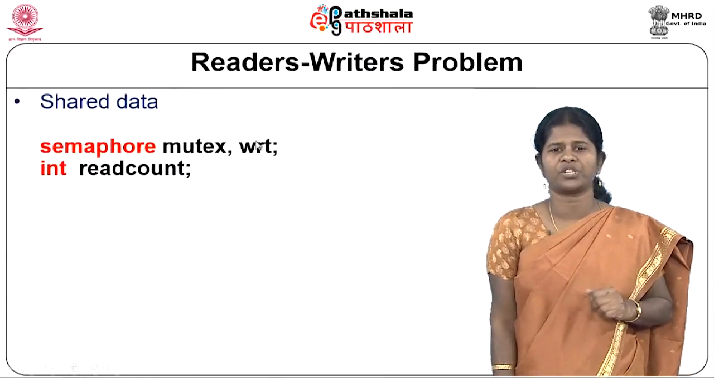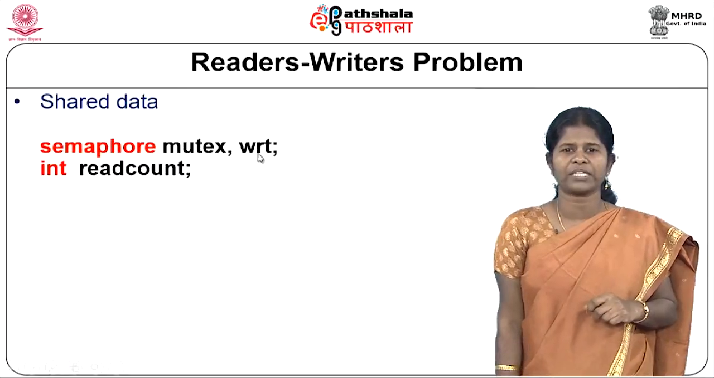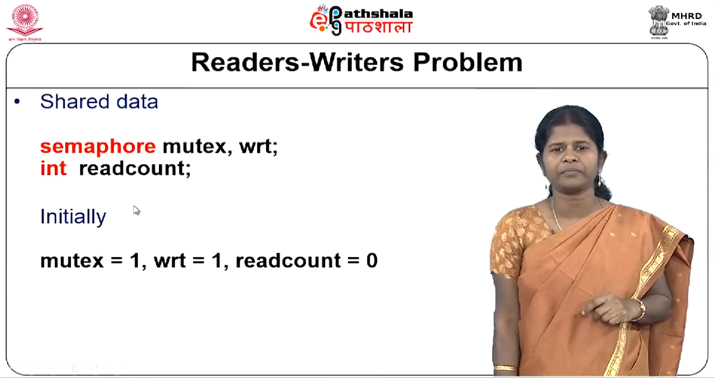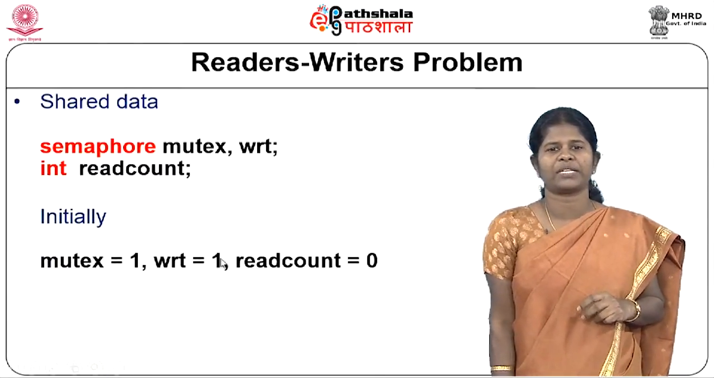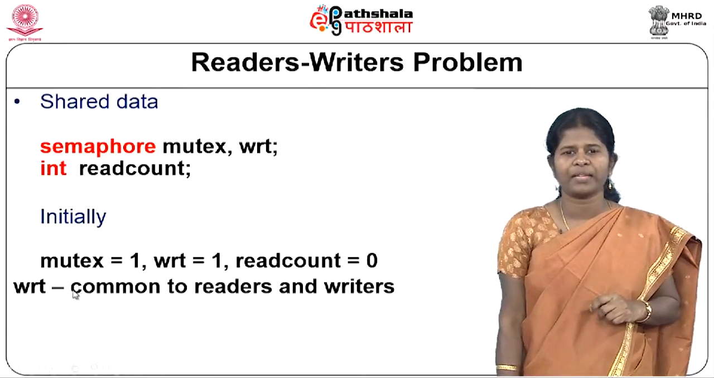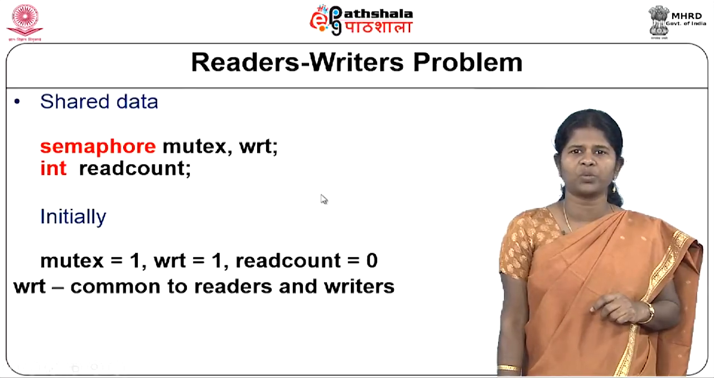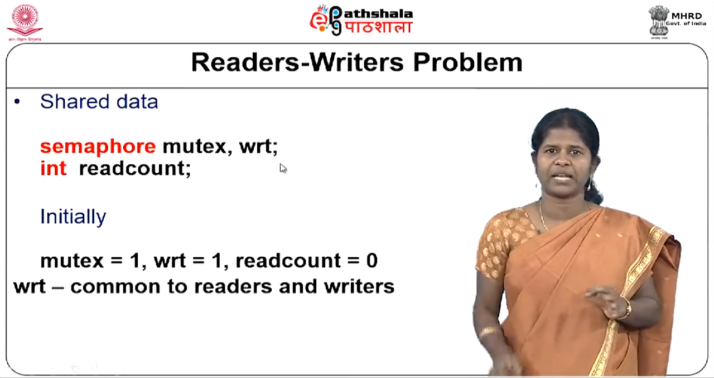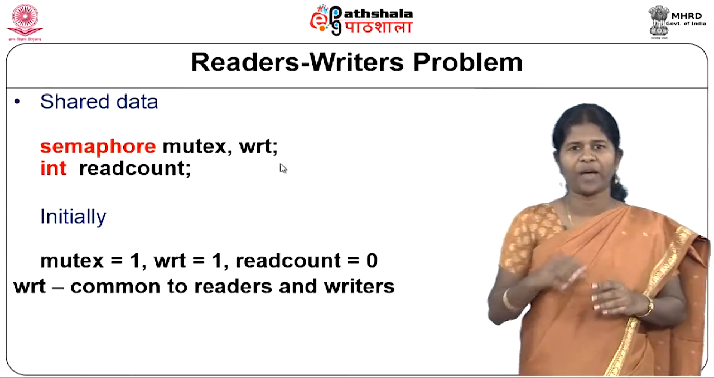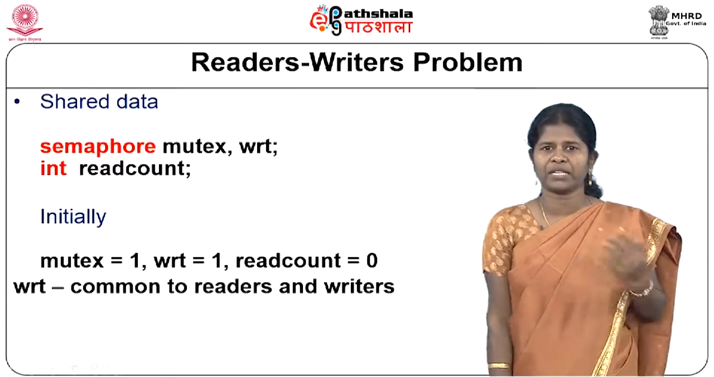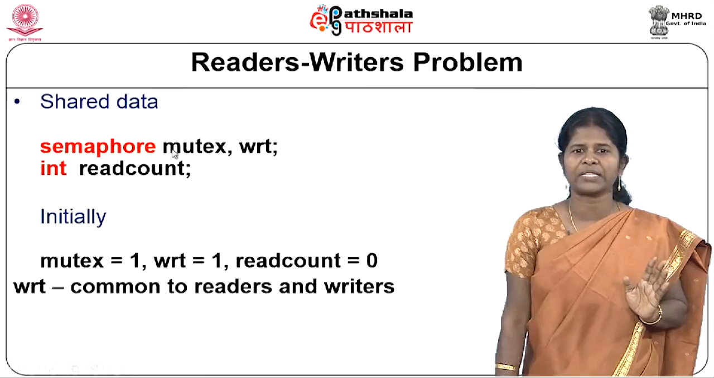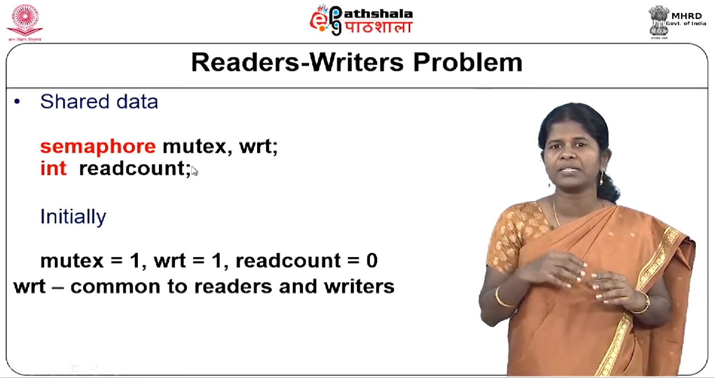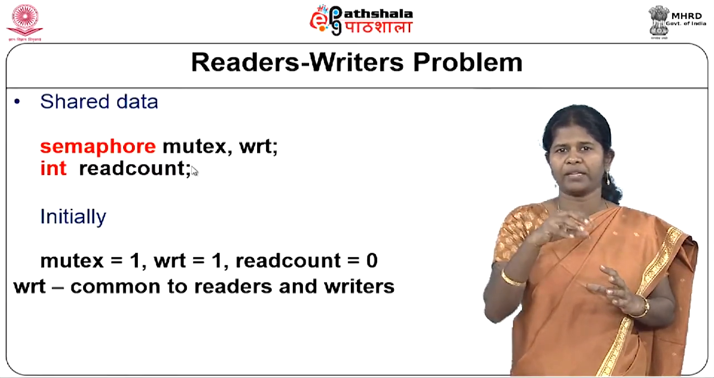So, we will see a solution where they maintain two semaphores, mutex and WRT, and they also maintain a variable called read count. Initially mutex is 1, WRT is 1 and read count is 0. WRT is a semaphore that is common to both the readers and the writers. Before they try to access the file, the readers as well as the writers have to wait on this WRT semaphore. And you have a read count variable, and before manipulating the read count variable, they access the mutex semaphore, and after manipulating they signal the semaphore. Basically, the read count variable is being safeguarded by the mutex semaphore.